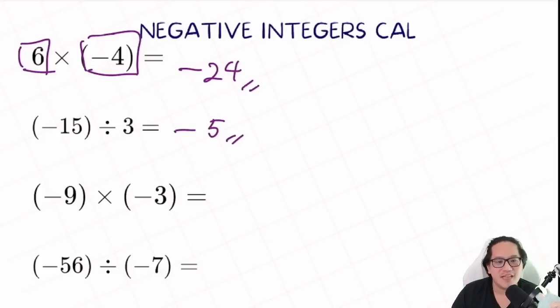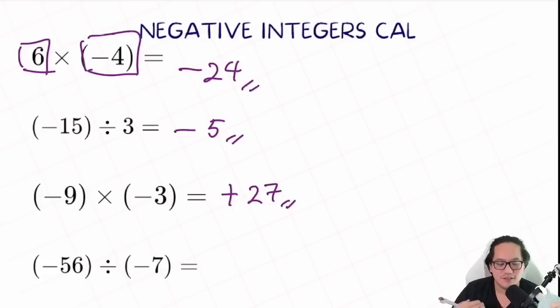So next one. Negative 9 multiplied by negative 3. Two negative signs multiplied by each other. We know that the answer is what? Positive, right? The signs are the same. It'll become positive. So 9 multiplied by 3 is equal to 27. So the answer is positive 27.